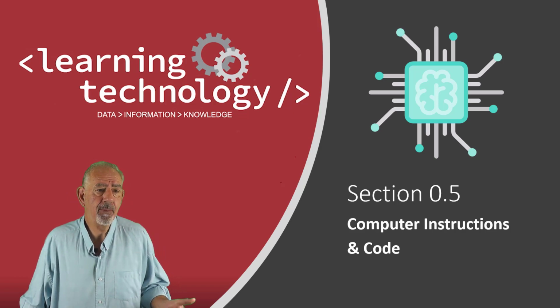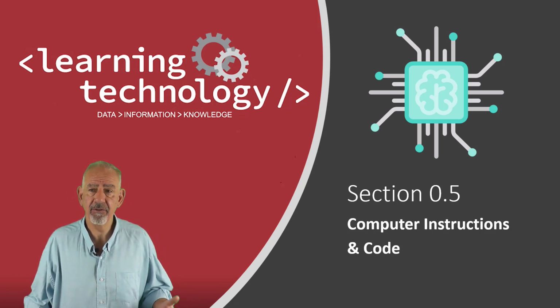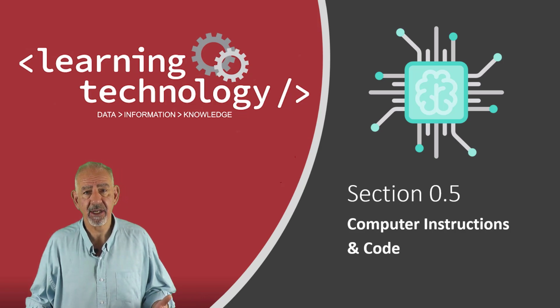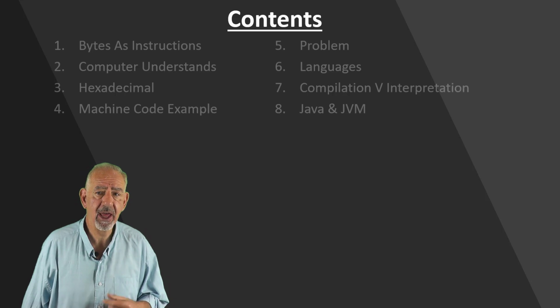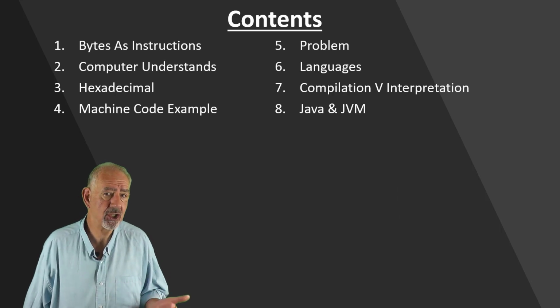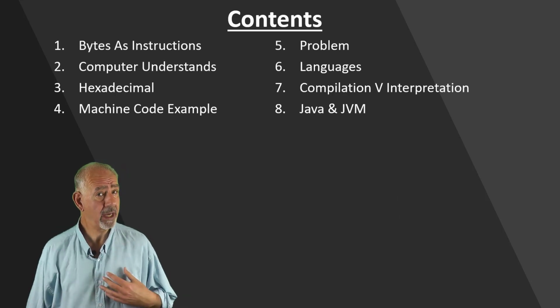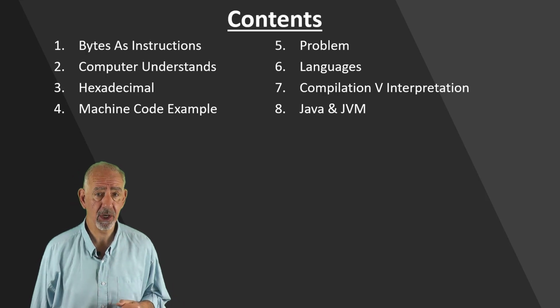So how do we put these instructions together for a computer to understand? Now we're going to talk about computer instructions and code. And we're going to look at how a computer reads instructions and knows what to do. Or better still, how we communicate and let the computer know what to do.